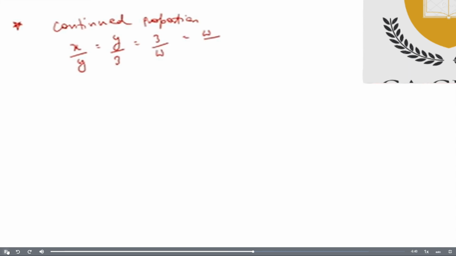Now let's move on to the next concept. A quick recap for you. When three or more numbers are so related that the ratio of the first to the second, the ratio of second to the third, third to the fourth, etc. are all equal, the numbers are said to be in continued proportion. So continued proportion is when we have x by y is equal to y by z is equal to z by w. This is called continued proportion. You can also go on, is equal to w by p is equal to p by q. This is called continued proportion.